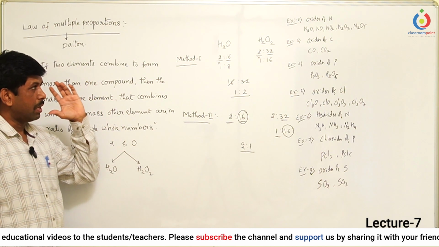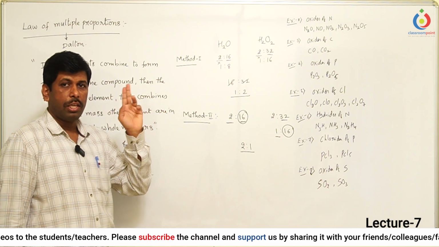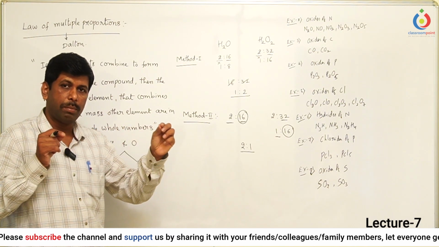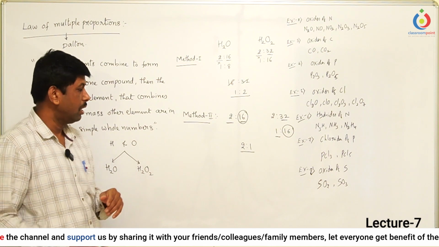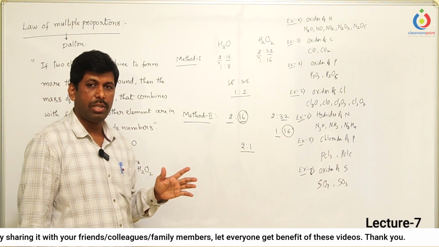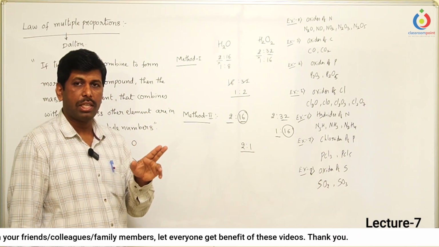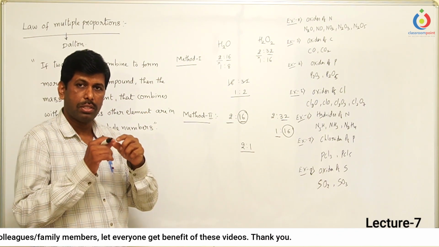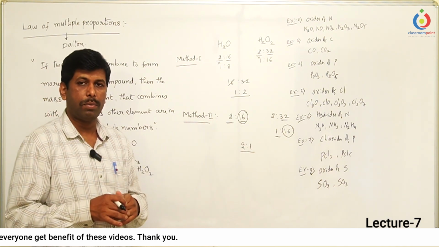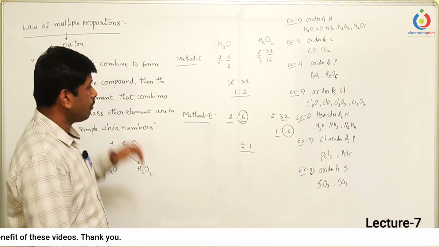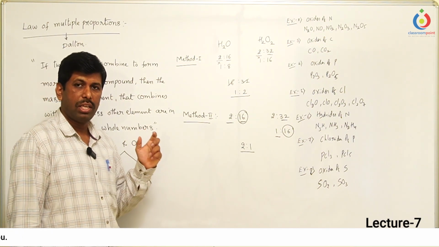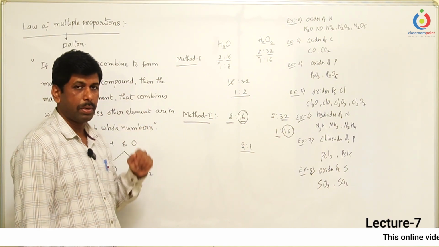So whatever the number of compounds you select, if they have the same 2 elements and these 2 elements form different compounds, obviously they follow this rule. Whatever examples are given in the examination, just look for the option that has the same 2 elements but a different number of compounds. They all follow the law of multiple proportions. Now let us see the limitations of the law of multiple proportions.